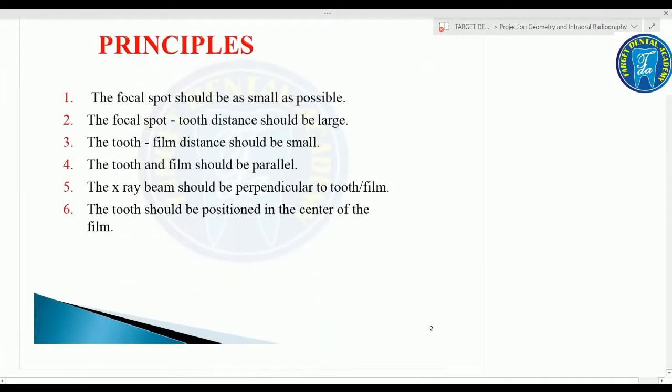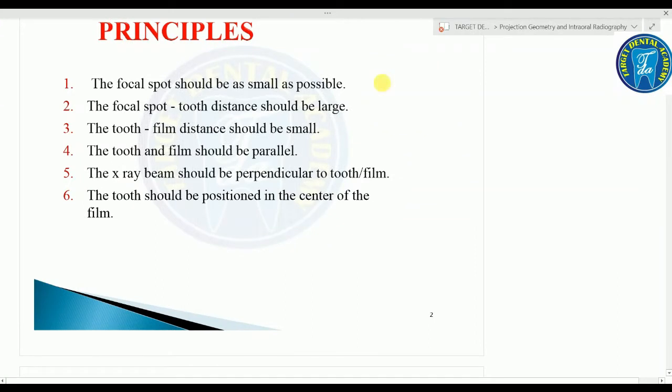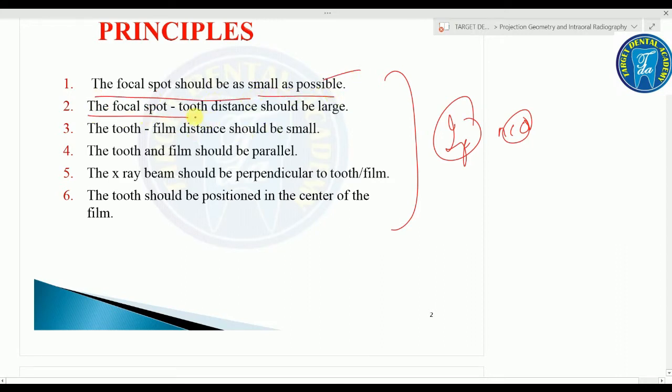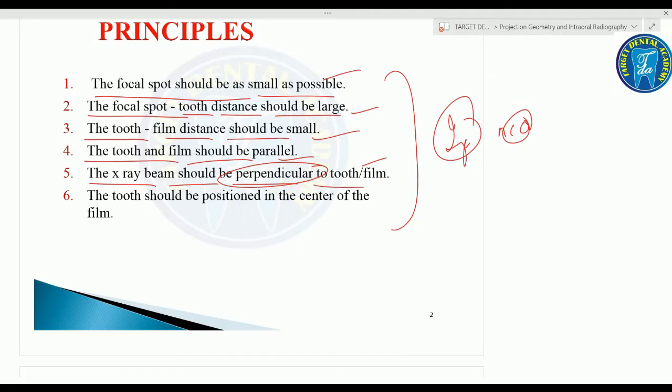Right? Coming on to the principles. These principles are very important from your MCQ point of view. The focal spot should be as small as possible. The focal spot to tooth distance should be large. The tooth to film distance should be small. The tooth and the film should be parallel. The X-ray beam should be perpendicular to the tooth and the film. And the tooth should be positioned in the center of the film.